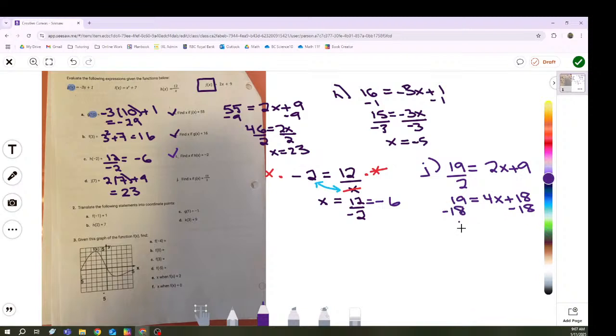And so that leaves us with 1 equals 4x. So what does x equal? Perfect. Okay.